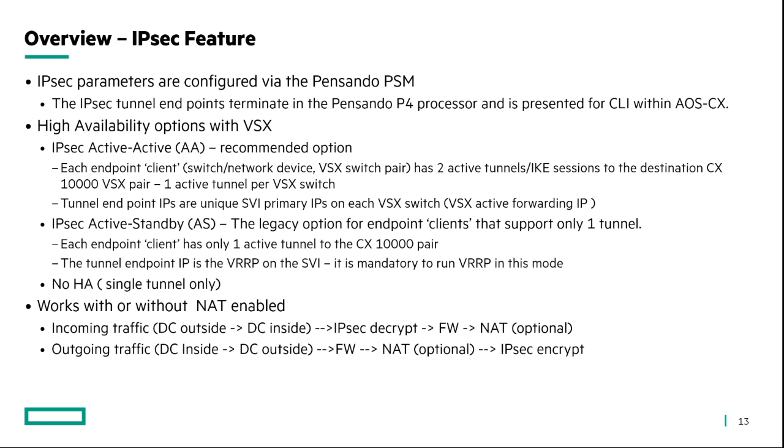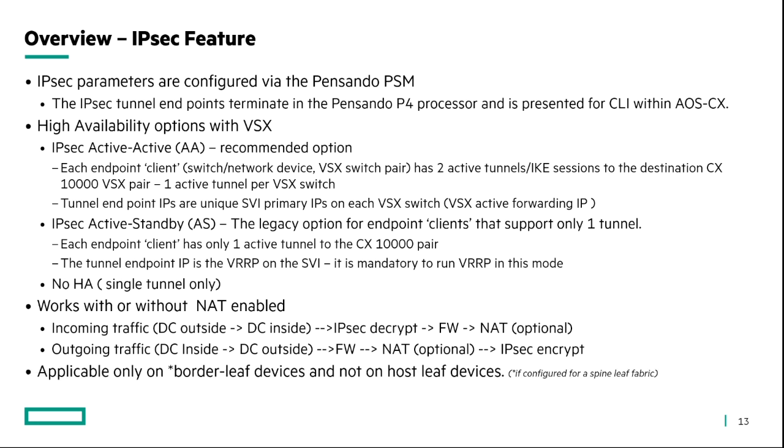So IPsec will work with or without NAT enabled. Incoming traffic, so that's outside the DC going to inside the DC, goes through the IPsec decrypt engine, through the firewall engine, and then optionally through the NAT engine. Outgoing traffic, so it's from DC inside to DC outside, is firewall engine first, then NAT, optional of course, and then to the IPsec encrypt engine. This is applicable only on border leaf devices and not on host leaf devices, assuming you've got a spine leaf fabric.